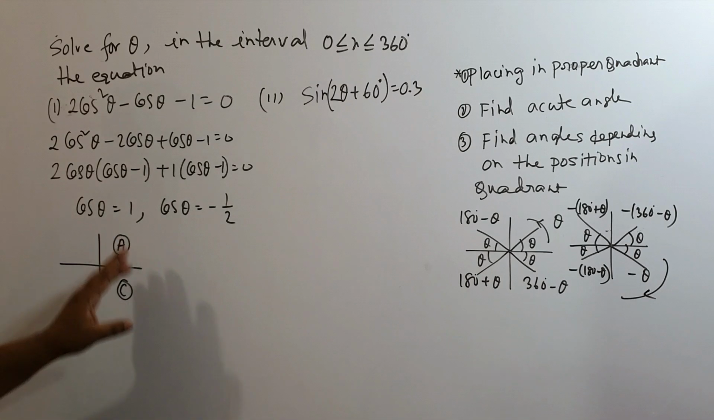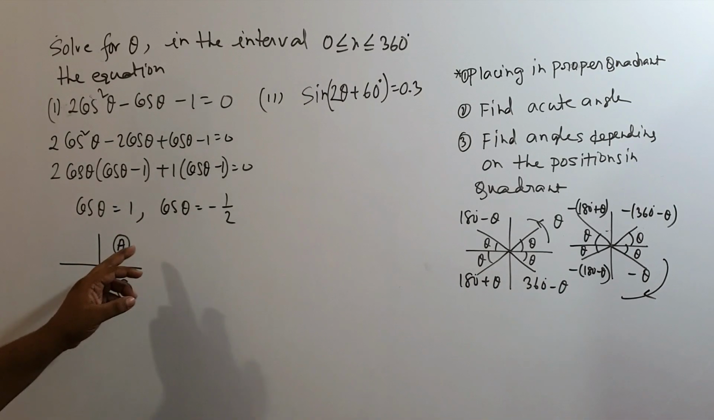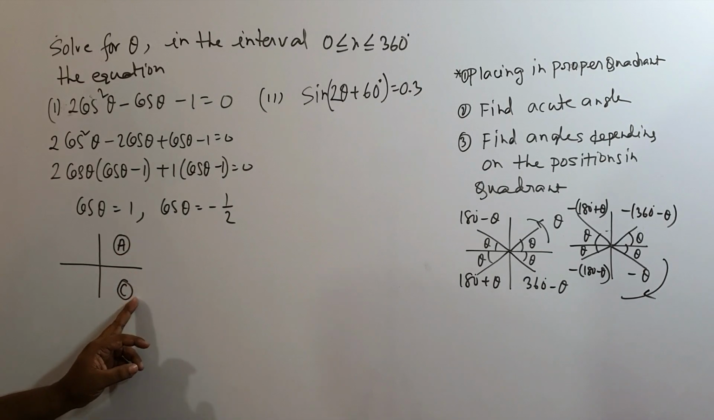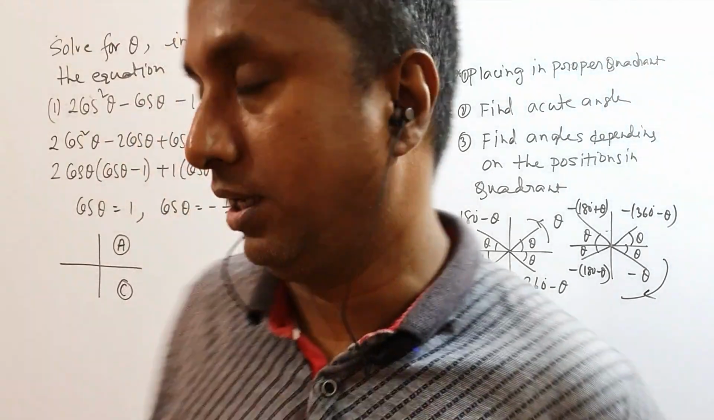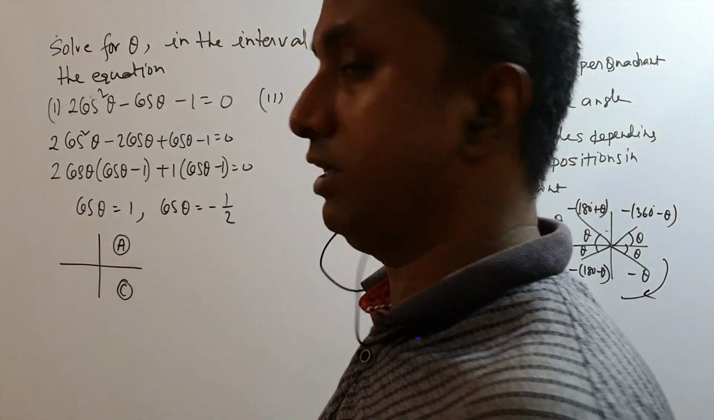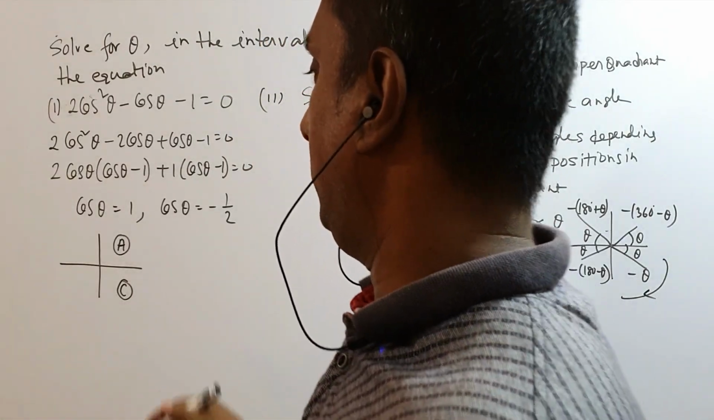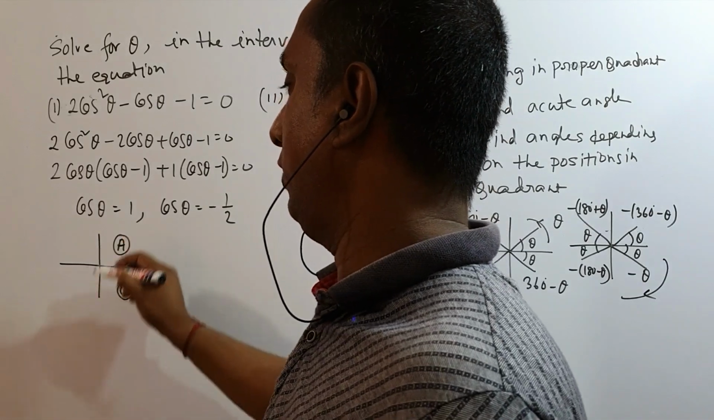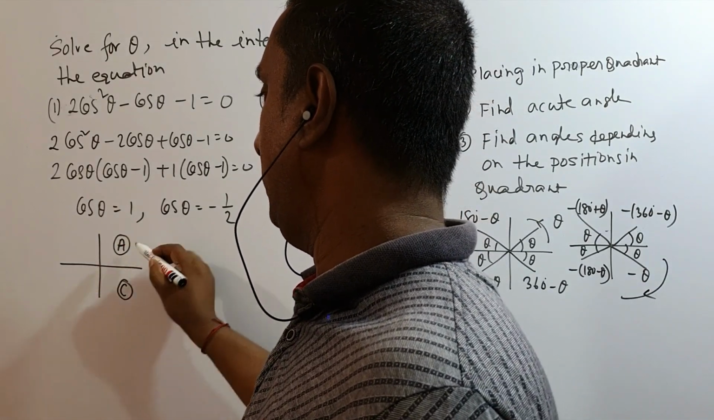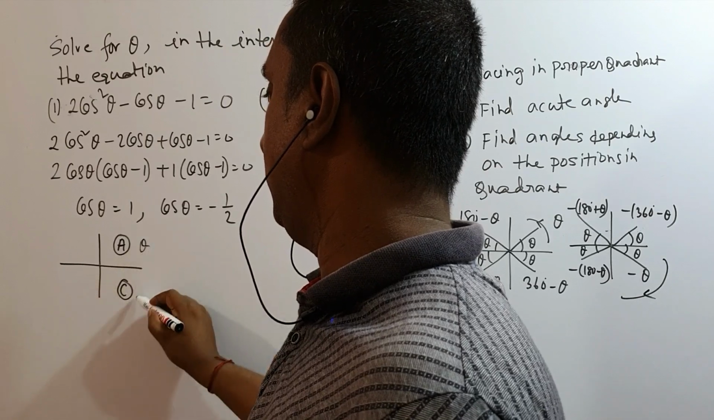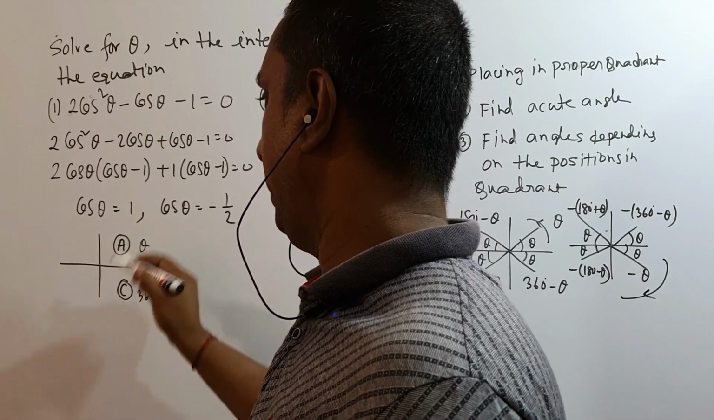So now since this is positive, the quadrants we will choose are A and C. I mean first quadrant and fourth quadrant. First quadrant and fourth quadrant. Okay, so place it. Now let us find the acute angle. We are having 0 degree if you do acute angle. So in this quadrant it is theta, and in this quadrant it is 360 minus theta. So let me do that.